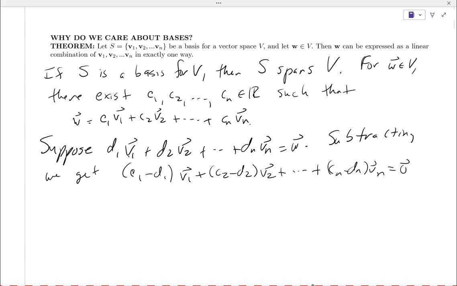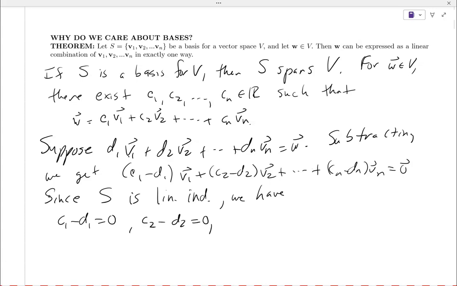I now have a linear combination of the v's that gives me the 0 vector. So what does that tell me about all your constants? They're 0, good. So since S is linearly independent, we have that C1 minus D1 is 0, C2 minus D2 is 0, Cn minus Dn is 0, right?